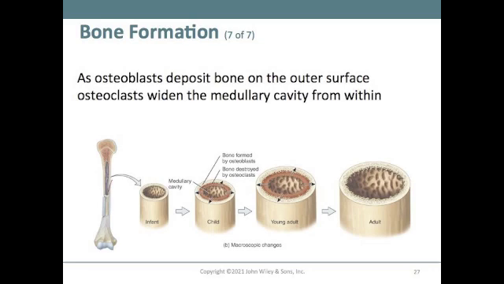So what this slide says is that as osteoblasts deposit bone on the outer surface, osteoclasts widen the medullary cavity from within. Notice that the diameter of this internal cavity is much greater than the diameter of this cavity, which makes sense, I guess it's all proportional. And I'd like to point out that on the outside of this bone we've got the compact bone, and on the inside the spongy bone. That's how the bone is laid out for you there.